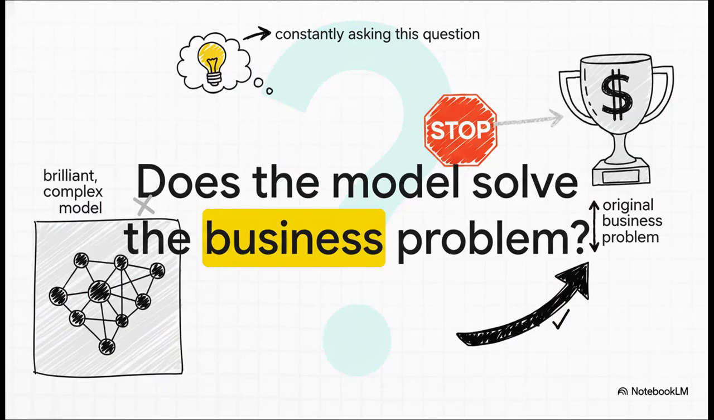Step 3, man, this is the ultimate reality check. You can build the most amazing, complex model in the world, but if it doesn't actually solve the original problem, what's the point? It's useless. And this sounds so obvious, right? But it's a classic trap. Teams get so excited about the cool tech that they totally forget the question they were supposed to answer in the first place. Every single decision has to tie back to that main goal.